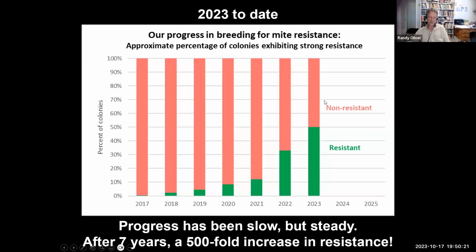One last thing before I take the question. So this is a 500-fold increase in the amount of resistance. And so we don't claim we have resistant stock yet. We'll do that when we get up to 95%. But a 500-fold increase in 7 years. And it looks like it's increasing at a faster rate each year. This is pretty exciting for us.